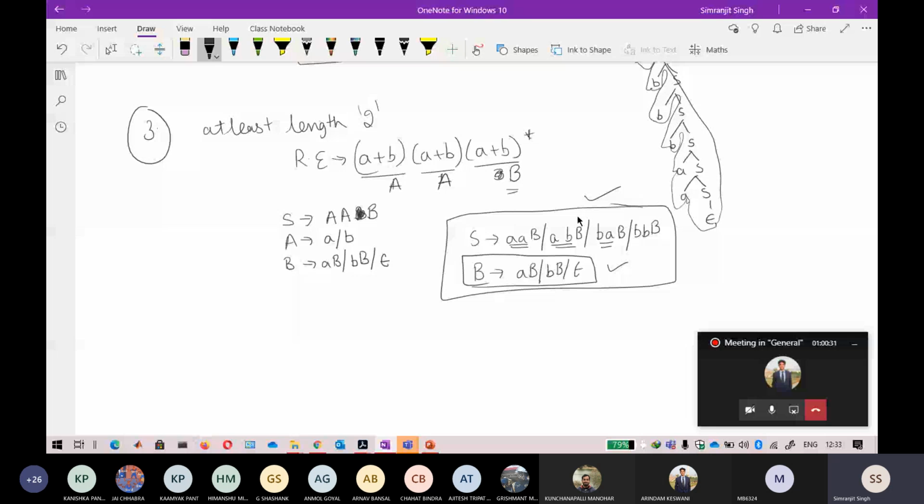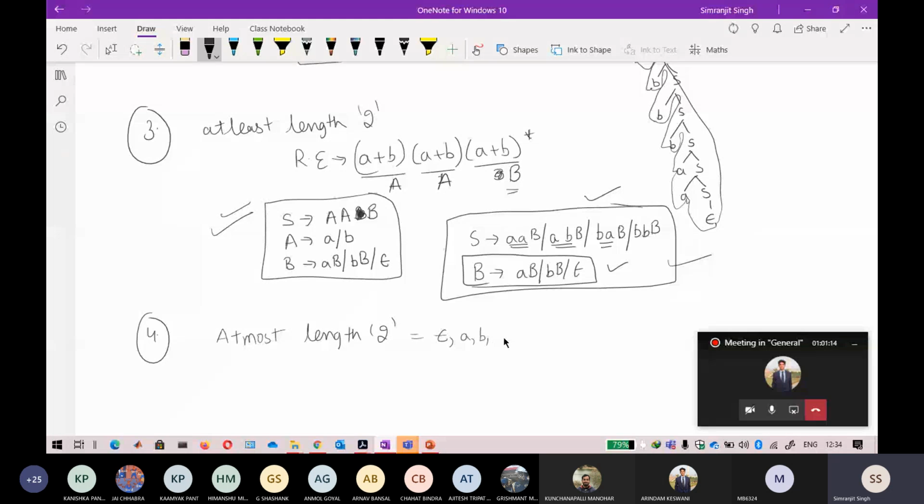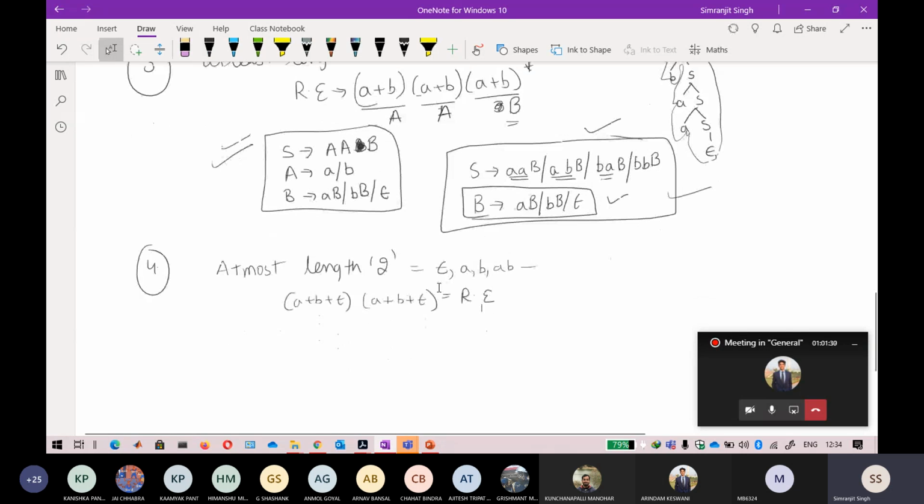In this, just try to use a set of variables, which will be very beneficial, because if you write the grammar like this, you will be able to understand it. This is correct, but I prefer if you use variables. Now let's try the fourth one, where I write the same thing we did earlier: at most length 2. Can you write a grammar? I just write a regular expression. It will be at most length 2, so epsilon will be there, and single length strings. You can write it like this: (a plus b plus epsilon)(a plus b plus epsilon). This is your regular expression. Try to write a corresponding grammar for that.